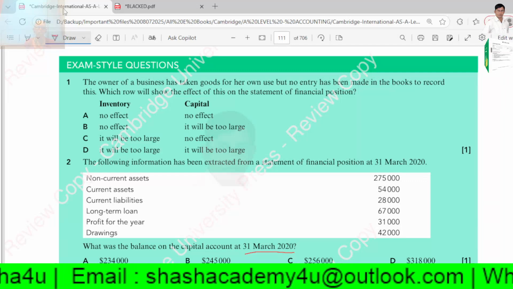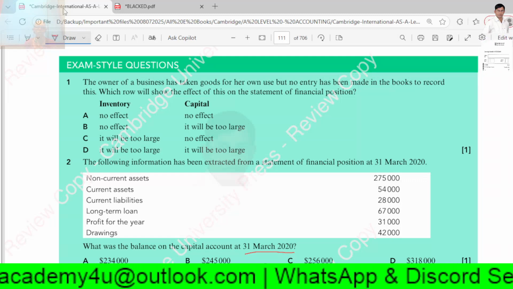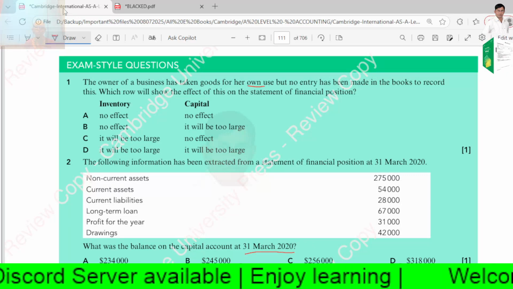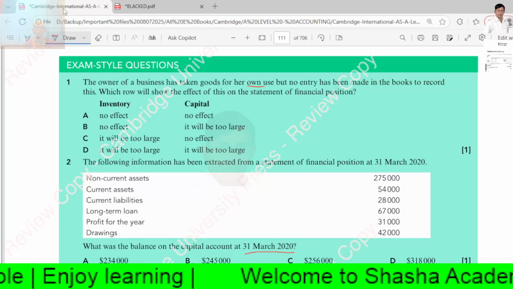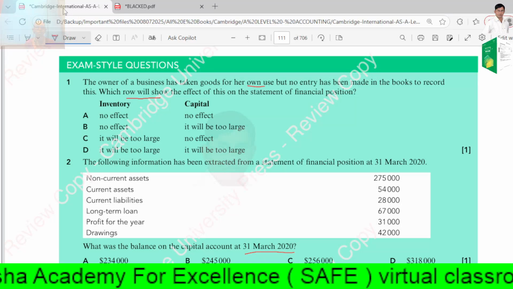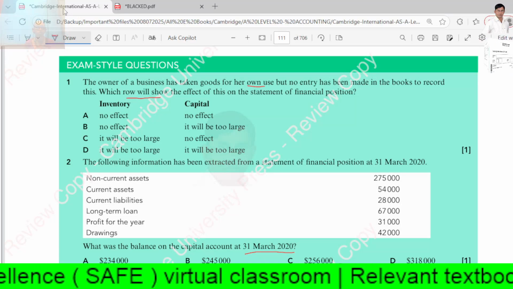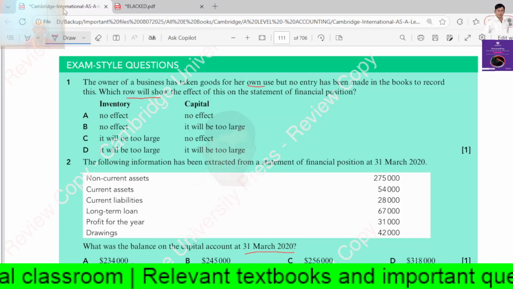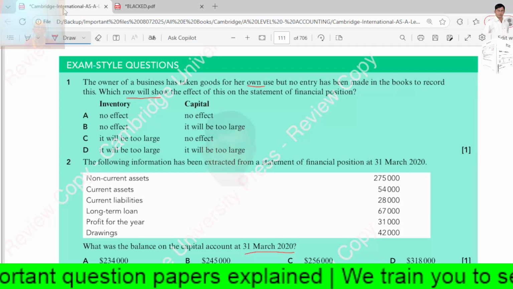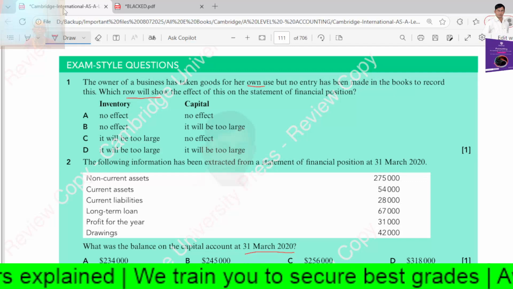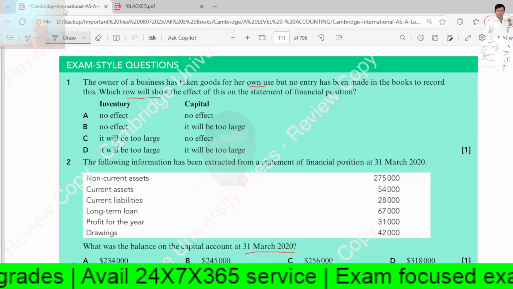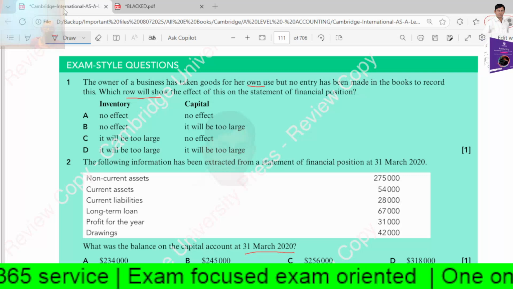So the owner of a business has taken goods for her own use. She has withdrawn, but no entry has been made in the books to record this. Which row will show the effect of this on the statement of financial position? So she has taken drawings, she has taken goods, but it has not been entered. So what will happen?